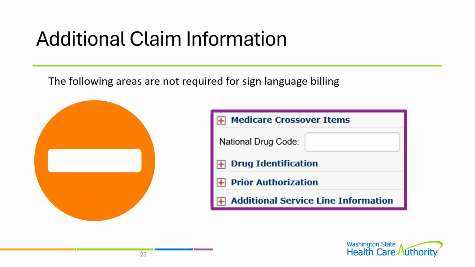Additional claim information is not required. The prior authorization number has already been entered above, so you do not need to duplicate that here. The Medicare crossover items, drug identification, prior authorization, and additional service line information can be skipped, as these are also not required fields for the sign language claims.